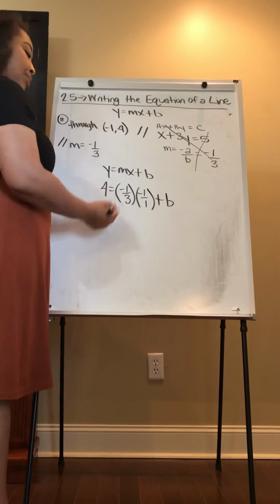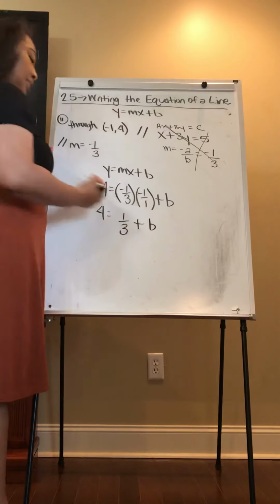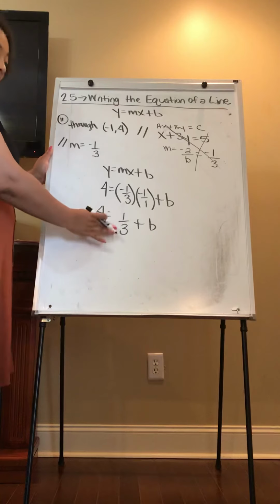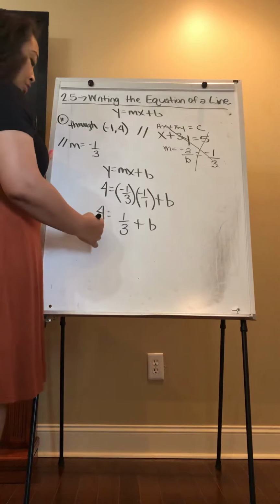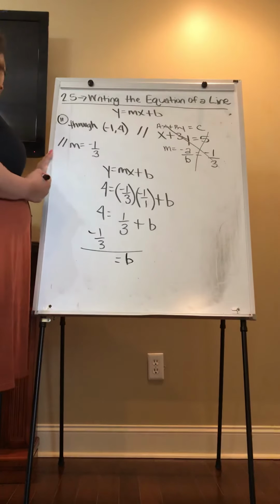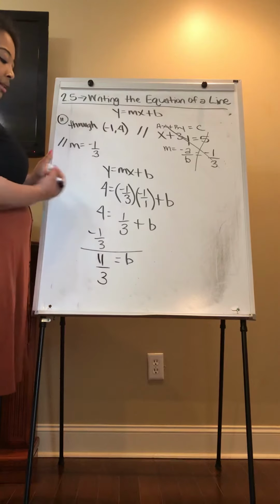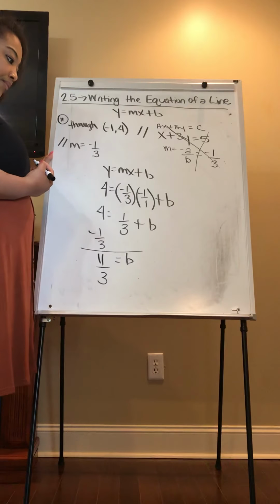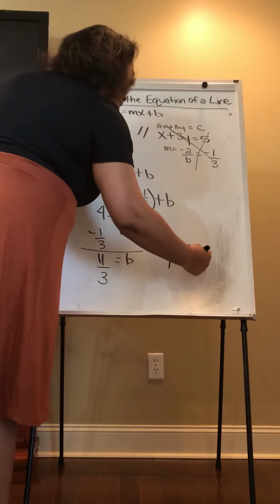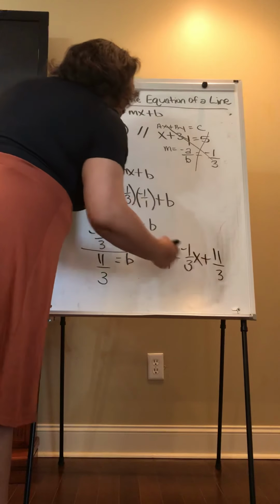So we got 4 equals, 2 negatives make a positive 1/3 plus b. So our b will be in fraction form because this does not reduce to a whole number. So you're going to subtract 1/3 from 4. And that will give us an 11 over 3. And again, you can do that in the calculator. 11 over 3. So our equation will be y equals -1/3 x plus 11/3.